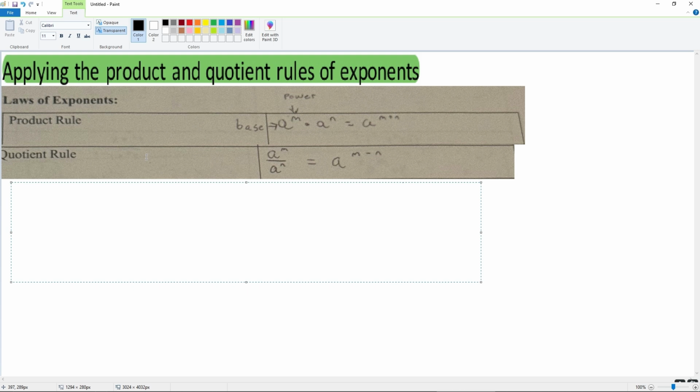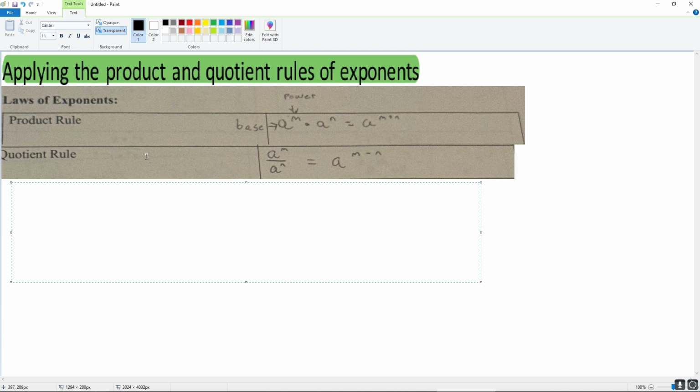If you have a to m multiplying a to n, you wouldn't multiply m and n. Instead, you would add those two powers, and that would be your answer. And the base would stay the same since the base is both a's and they can be combined. But if the base changes and it's like two different bases, you can't do that.